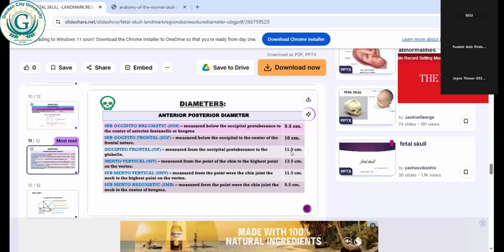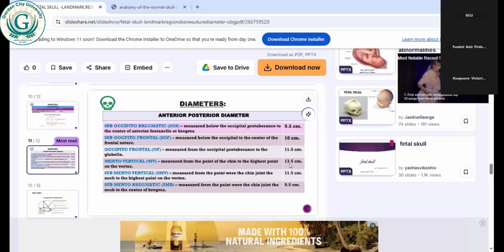Okay, so we are moving on to the fourth one, which is the mentovertical, MV for short. Mento from the word mentum, to the vertex. So the mentovertical diameter measures, and mento means mentum, which is also the chin.